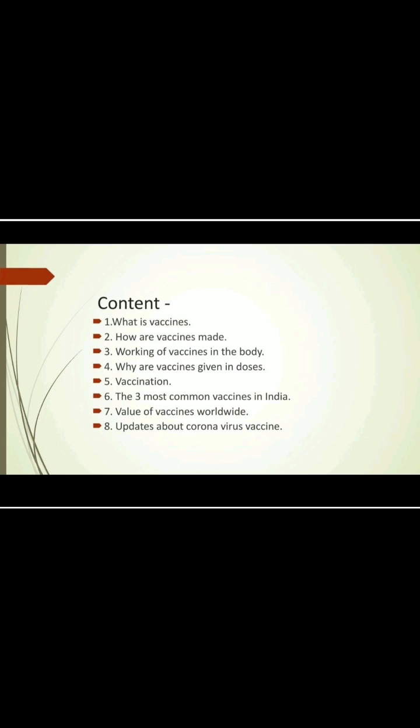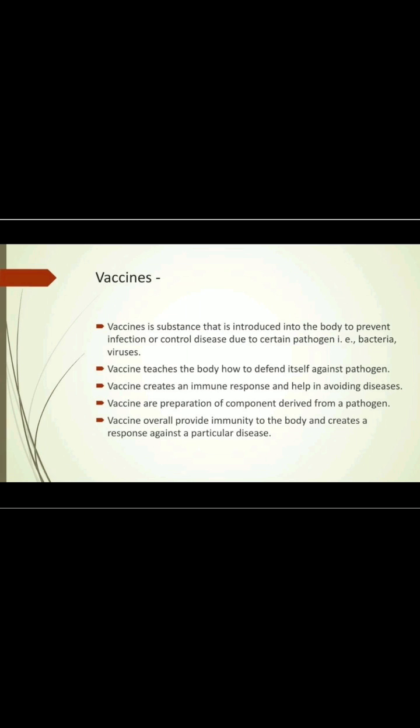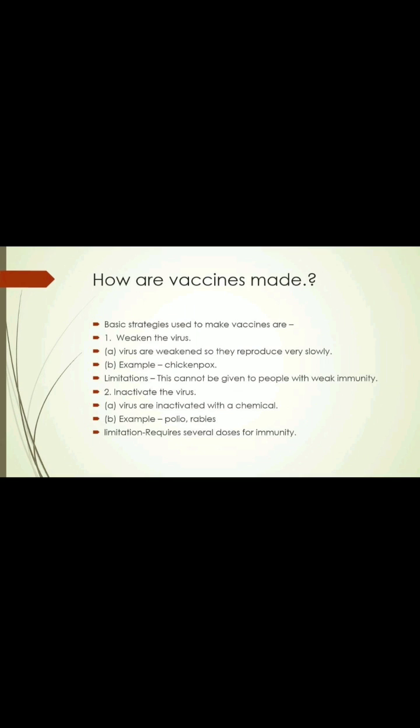So first of all, what is vaccine? Vaccine is a substance that is introduced into the body to prevent infection or control diseases due to a certain pathogen. The vaccine teaches the body how to defend itself against the pathogen by creating an immune response. Vaccines are preparations of components derived from a pathogen. So vaccines basically provide an immunity that lasts for an extended period, from 1 year up to lifetime protection, and also vaccine prevents diseases. Second topic is how are vaccines made?